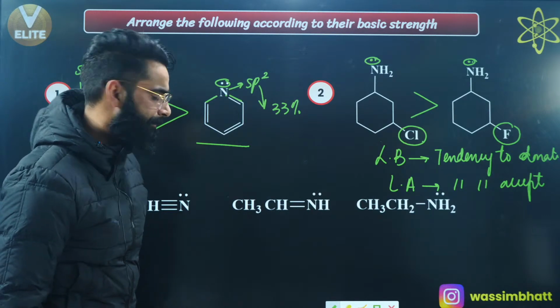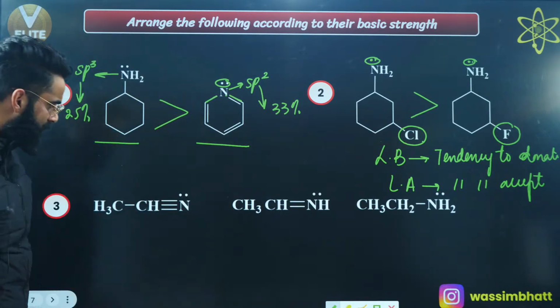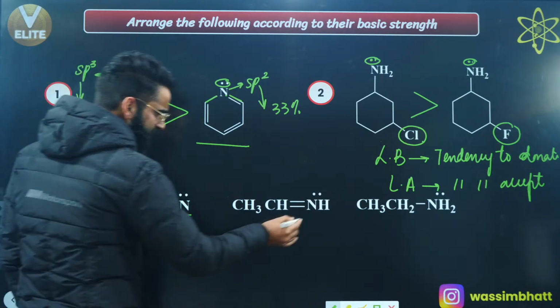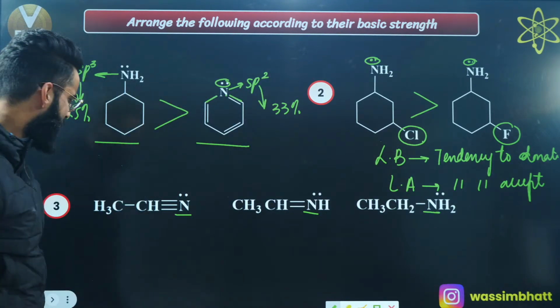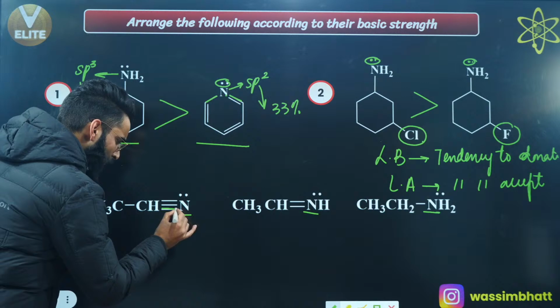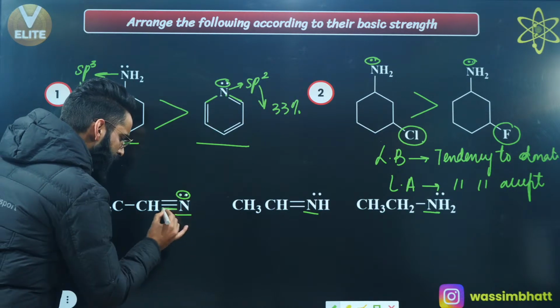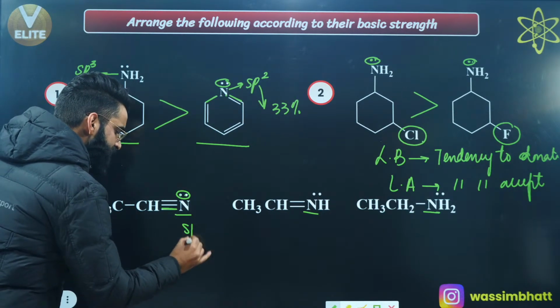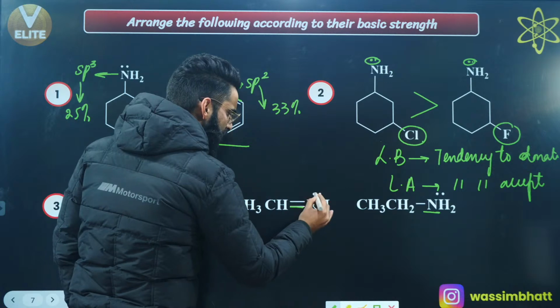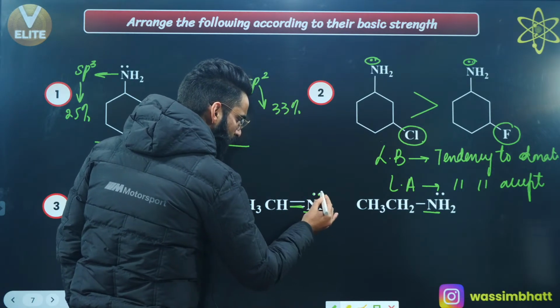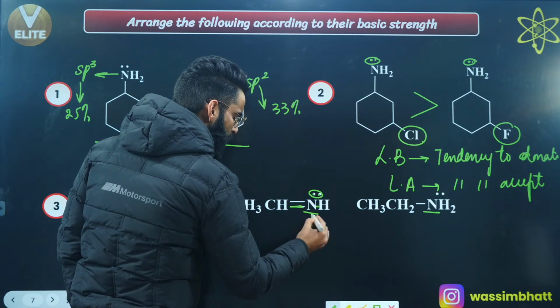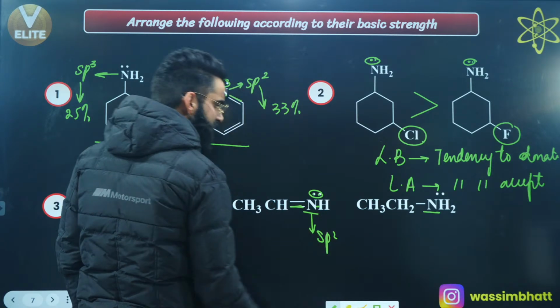As simple as that. Now, if you look at the next one, this nitrogen has a lone pair, even this nitrogen has a lone pair. Now arrange them on the basis of their basic strength, right? This nitrogen is forming 1 sigma bond and 1 lone pair, so steric number 2, sp hybridized. Sorry, 1 sigma, 1 more sigma with hydrogen, and a lone pair. So 2 sigma, 1 lone pair, 2 plus 1, 3, steric number 3, sp2 hybridized, right?